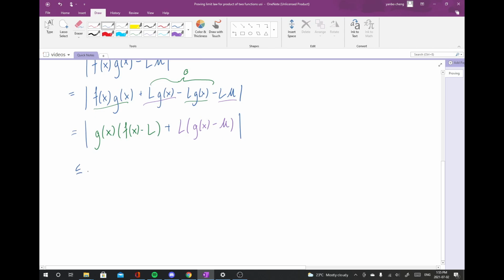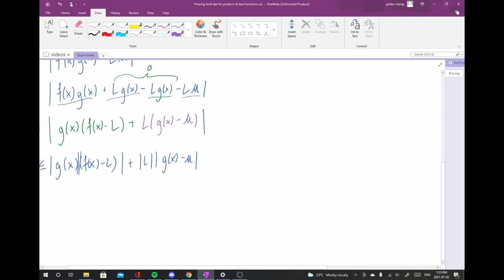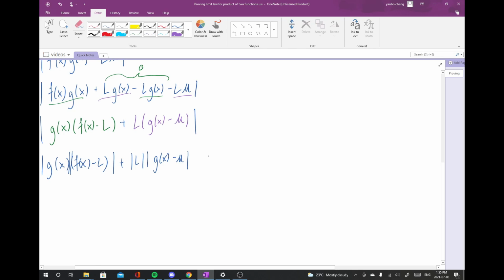Now, simplifying this more, we can write that this is smaller than or equal to the absolute value of f of x minus L, plus L, we can take out the L, well, we can take out the g of x here as well, times g of x minus m. And this is because of the triangle inequality.